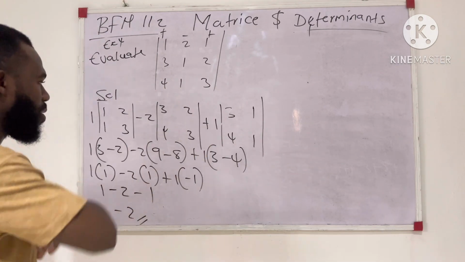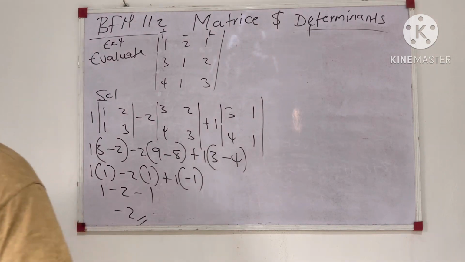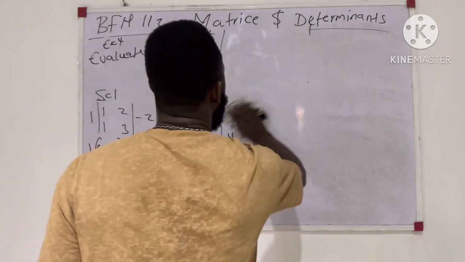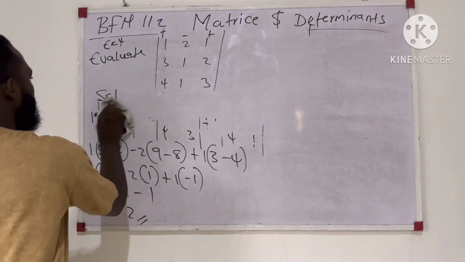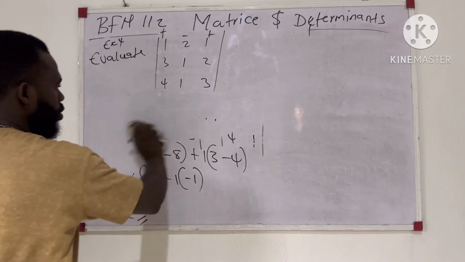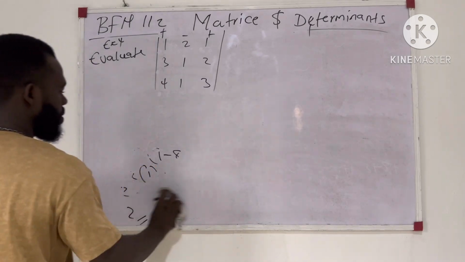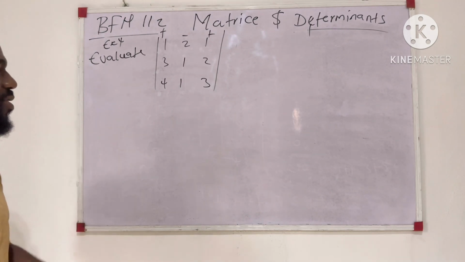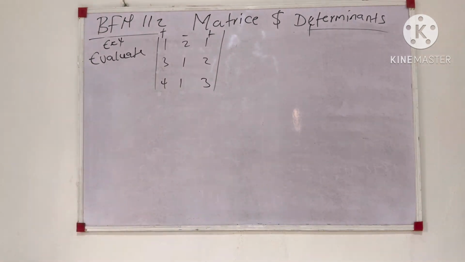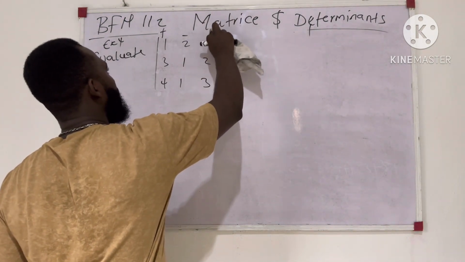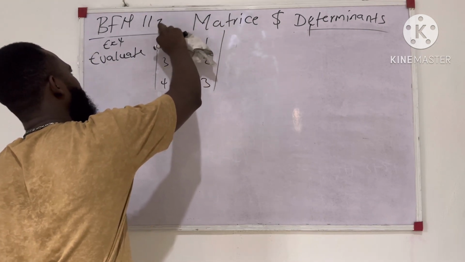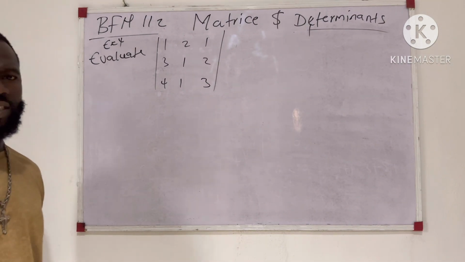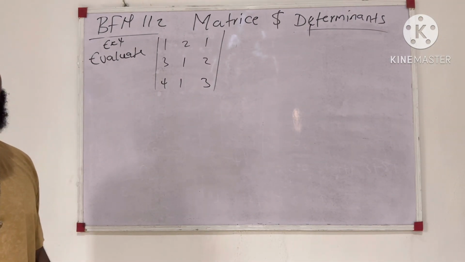So let's go class now to method 2. Now method 2 has nothing to do with minors. It has nothing to do with the signs here. No relationship. You don't need those signs at all. What you just have to do is this. Please watch me.